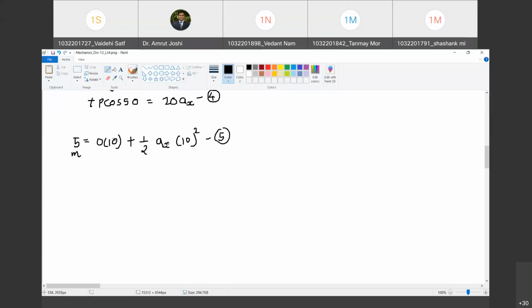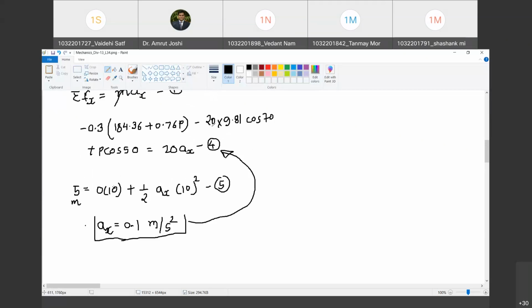So here the only unknown is AX. As this 5 is substituted in meter and 10 is substituted in second, therefore AX is going to be in meter per second square. So can you tell me the value of AX? 0.1. Exactly, 0.1 meter per second square. And now substitute that value in equation number 4. If we substitute that value in equation number 4, you should be getting P. So solve this and tell me the value of P.